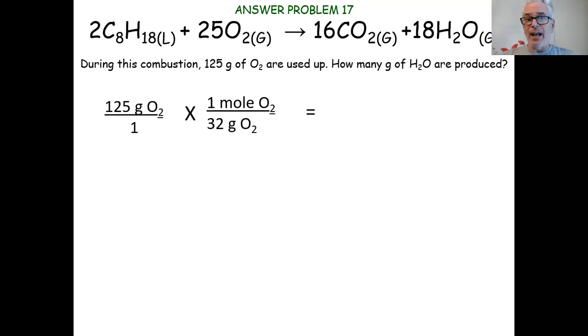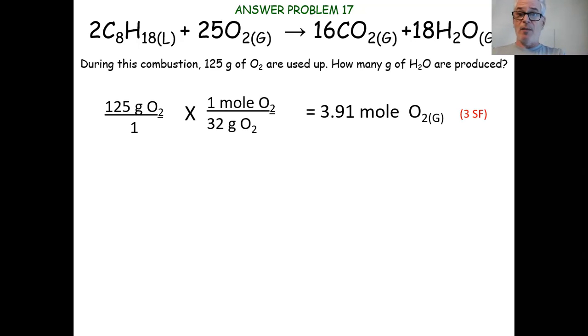The grams have to cancel, so the grams go on the bottom. We're going to convert to moles. Moles will be in the numerator. The grams cancel, and this turns out to be 3.91 moles of oxygen. So 125 grams is another name for 3.91 moles of oxygen. So if we use up 3.91 moles of oxygen, how many grams of water are going to form?